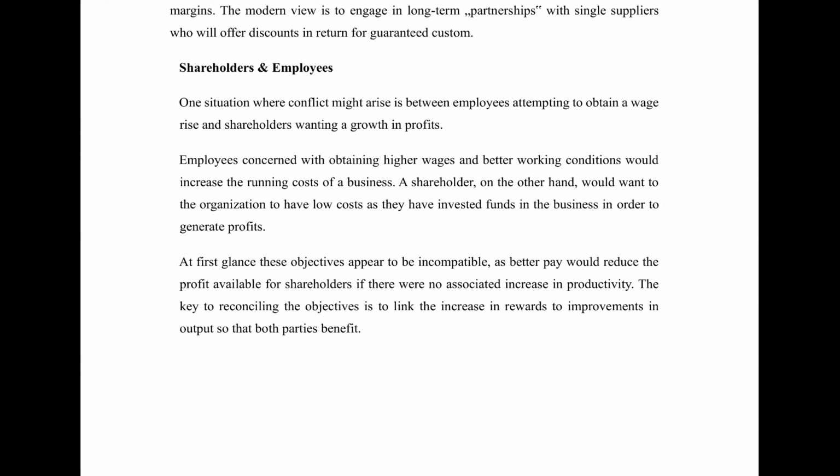So the employees concerned with obtaining higher wages and better working conditions would increase the running costs of the business. You see, these employees, they want you to provide them with the transport, they want you to provide the internet, they want you to provide everything, like everything, you take care of them, if possible, even buy food for them. You get? But you know that all those are costs. If you are to head that direction, it means that the business will have a lot of costs, then that will cut on the profits. So you have all these conflicts.